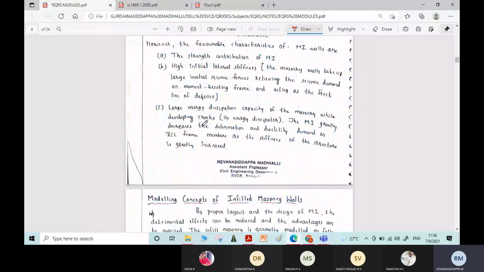Then the third advantage is a large energy dissipation capacity of the masonry while developing the cracks. This is also at the initial stage. There will be large dissipation of energy at the initial stages. The masonry will greatly decrease the deformation and ductility demand on RCC frame members as the stiffness of the structure is greatly increased.